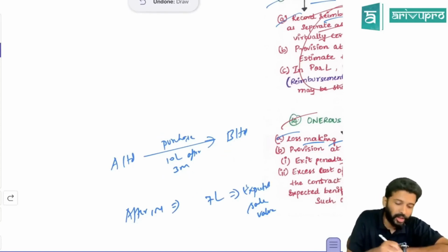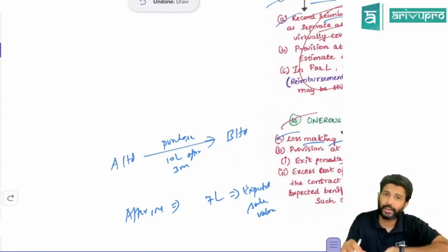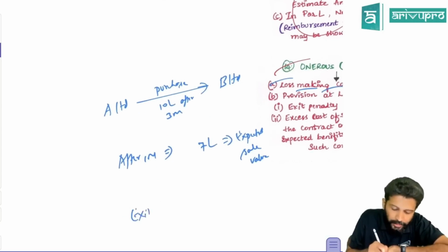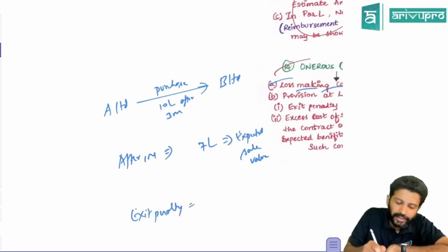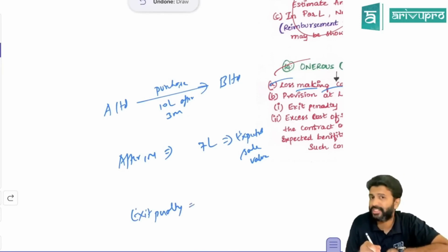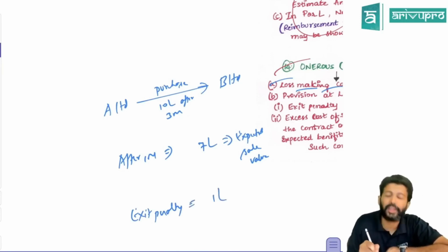But A Limited has already made a contract and it's a binding contract. You cannot escape. And this contract has, let's say, an exit penalty. If A Limited backs out, if they don't purchase this product after 3 months, there is an exit penalty of 1 lakh.